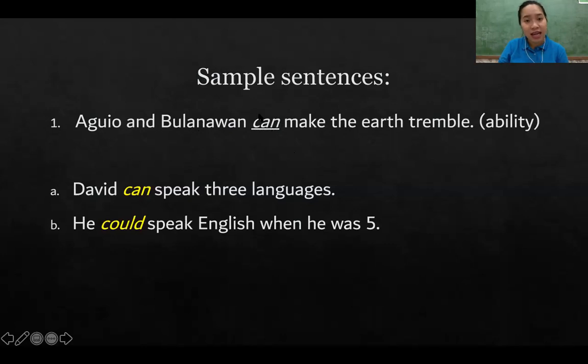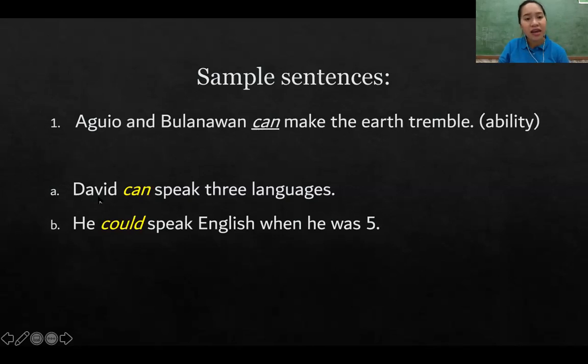Can is a verb, but it cannot stand on its own. It needs another verb, which is make. You cannot say Ageo and Bulanawan can the earth tremble. It's just a helping verb that needs a supporting verb. Can means ability, presently. It also has a past tense. So here, can means ability.